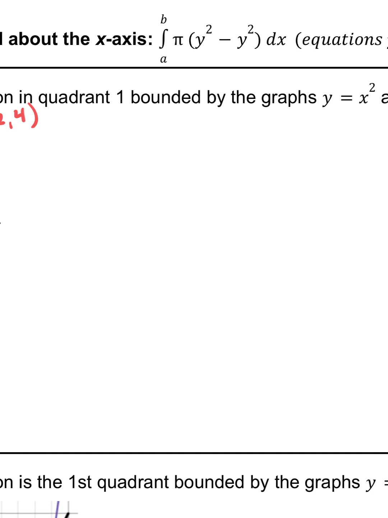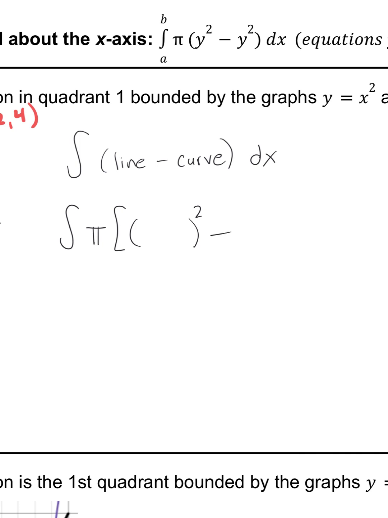So when we set up our integral, we will be doing the line minus the curve and a dx because we are rotating it around the x. If you quickly look at the rotation, there's our line, there's our curve being reflected. Our inner disk connects the curve, which is closest to the axis of rotation, and the outer disk connects the line, which is farthest away from the axis of rotation. All right, so we need a pi, and we need a y squared minus a y squared dx.